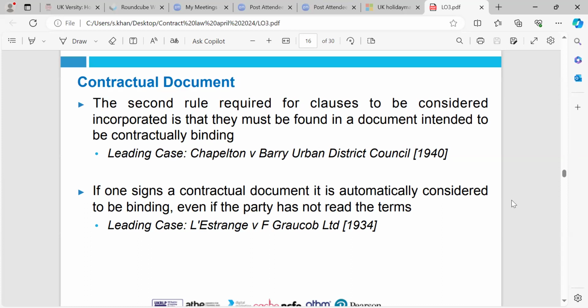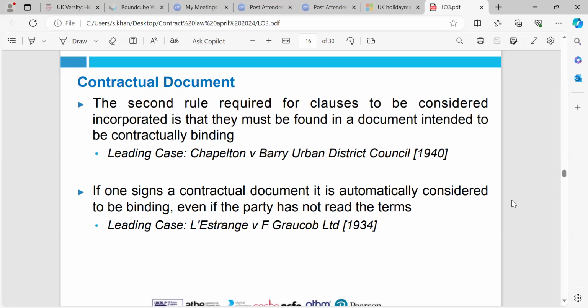When considering any sort of factors, it's really important that you take two elements into account. What the document is called is not conclusive. The document does not have to be specifically identified as a contract. And secondly, the document must be delivered before the contract or at the time of the contract. So if one signs a contractual document, it's automatically considered to be binding, even if the party has not read the terms.